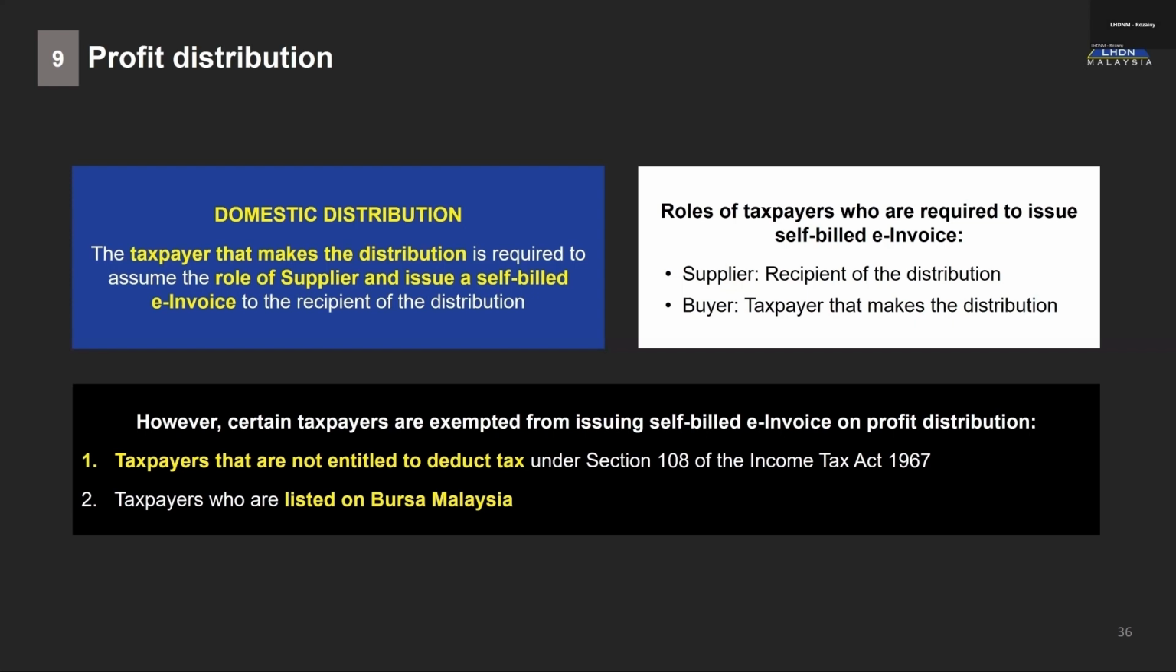Taxpayer falling under this exemption can adhere to their existing process for profit distribution, whereby the supplier is the recipient of the distribution, that is profit sharing recipient, whereas the buyer is the taxpayer responsible for making the distribution. However, for taxpayers not qualifying for the exemption, the issuance of self-billing invoice remains essential for recording expenses. Moreover, this self-billing invoice serves as proof of income for profit sharing recipient.